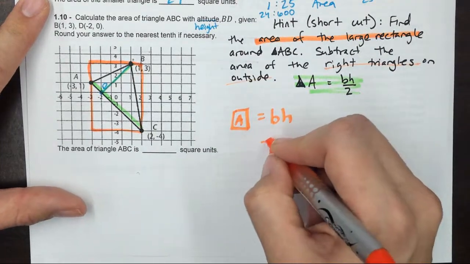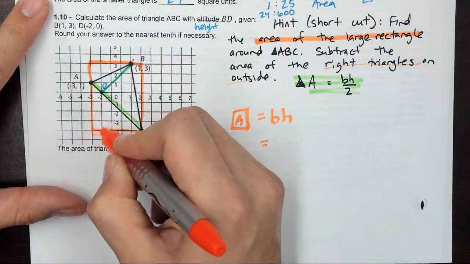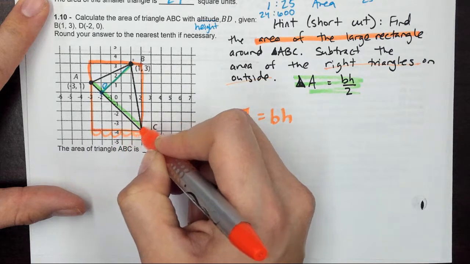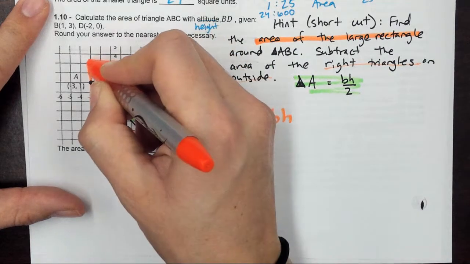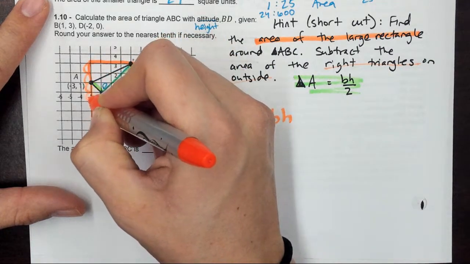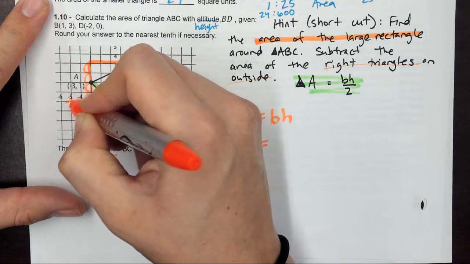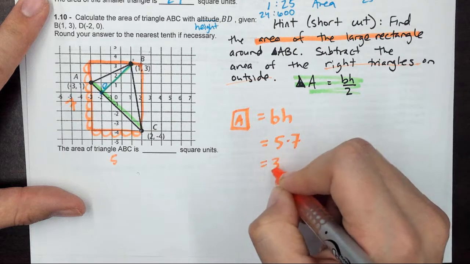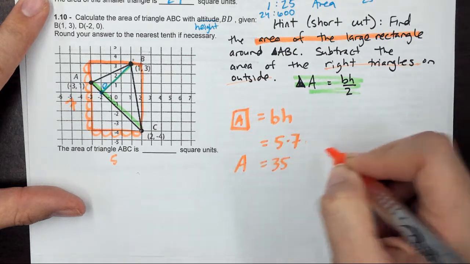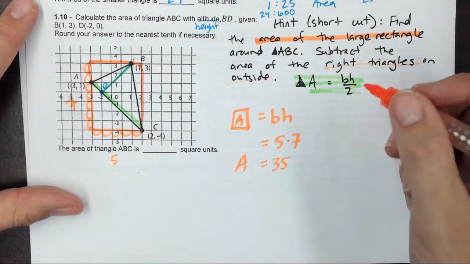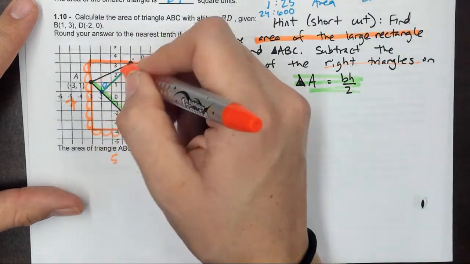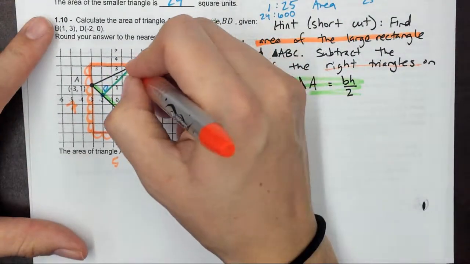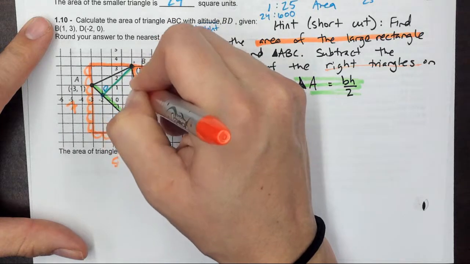So if I'm going to find this, okay, what's my base? Well, it looks like it's 1, 2, 3, 4, 5. And the height's 1, 2, 3, 4, 5, 6, 7. So I would take 5 times 7, and that is equal to 35. So the area of the rectangle is 35 units. Great, but I only want the area of the triangle on the inside. So again, now we're going to find the area of these little right triangles here.